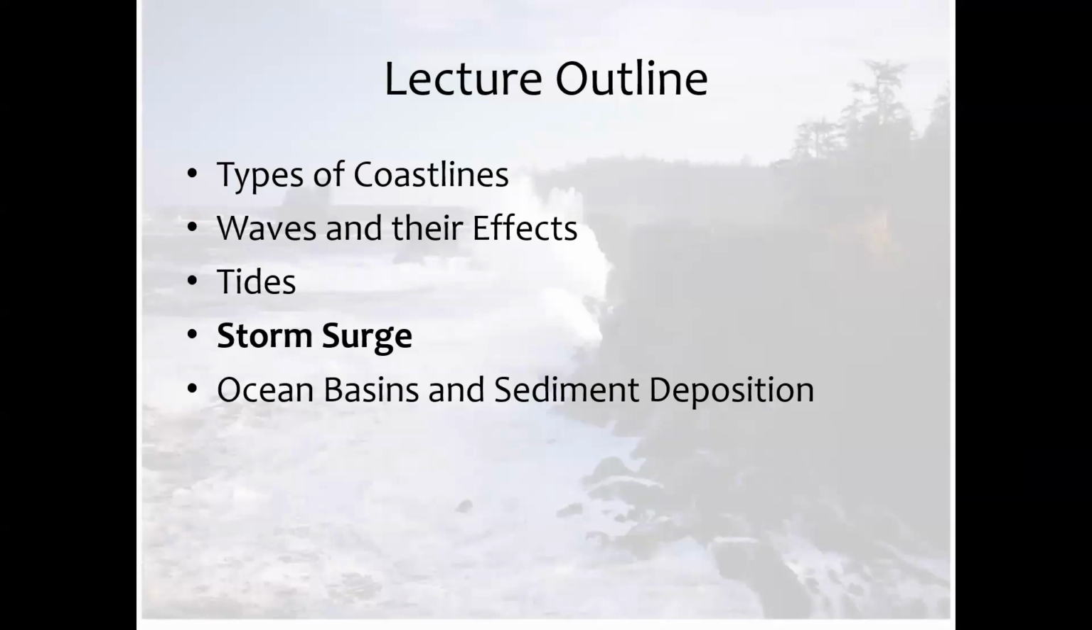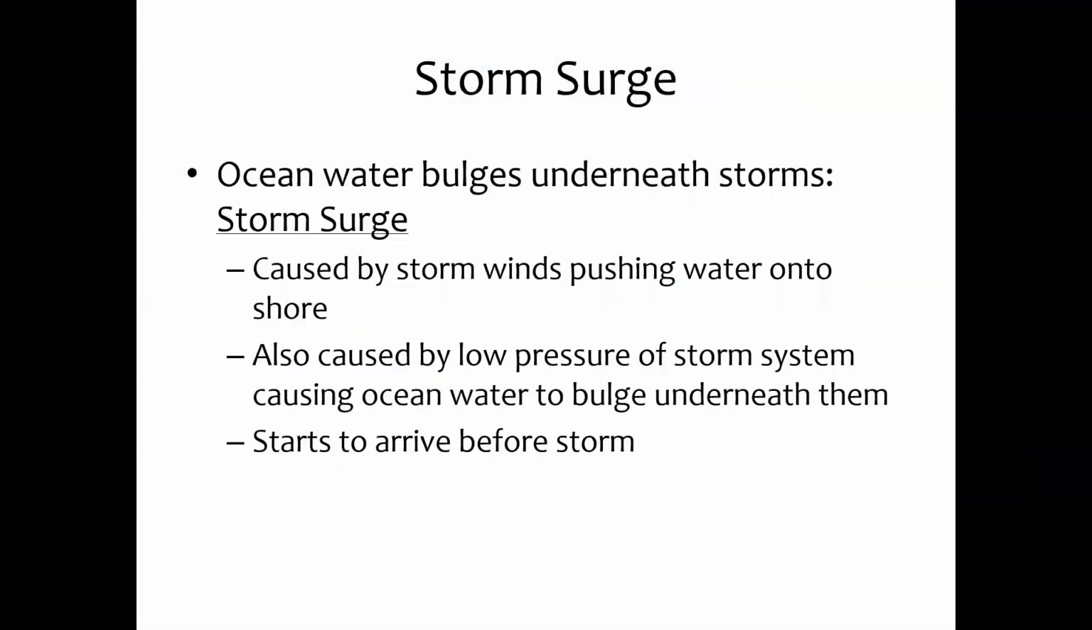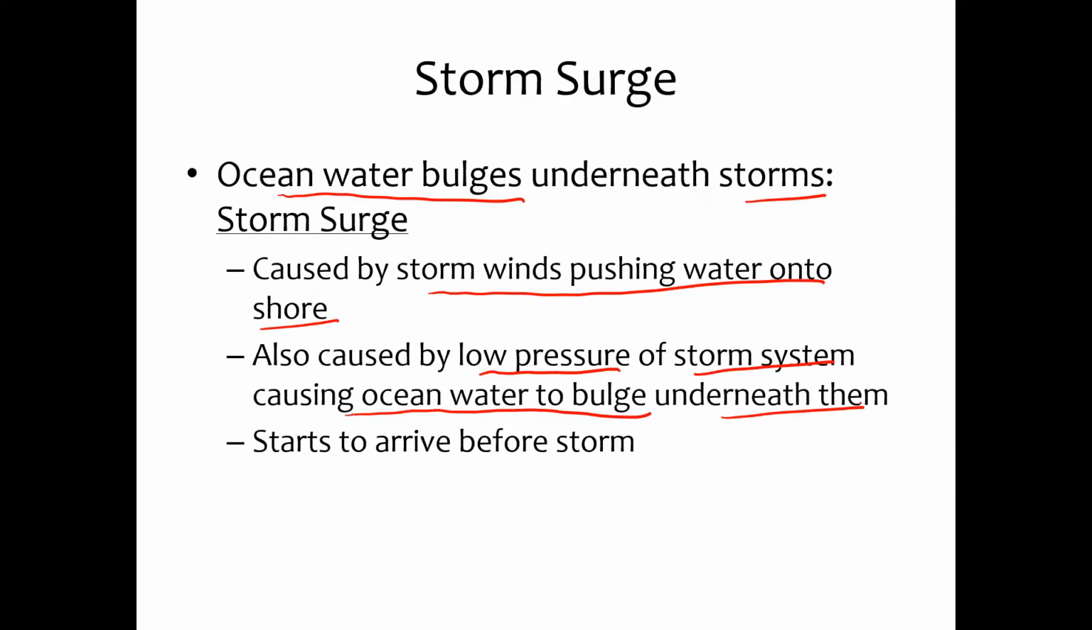Let's talk a little bit more about storm surge. As I mentioned, that ocean water is going to bulge underneath storms. That's what storm surge is. And it's caused by storm winds pushing water onto the shore. So the winds are actually pushing that water onto the shore. It's also caused by the low pressure of the storm system, causing that ocean water to bulge in a lens underneath the storm. The storm surge itself starts to arrive before the storm arrives.